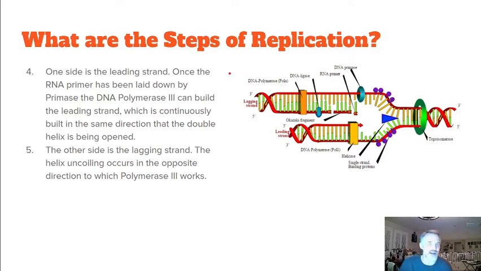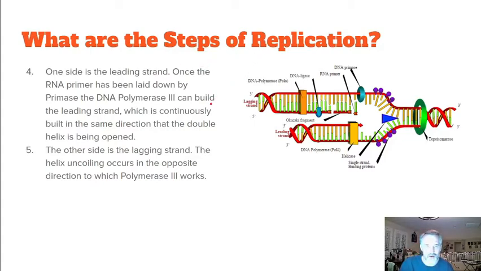So one side is the leading strand. Once the RNA primer has been laid down by the primase, the DNA polymerase can build on the leading strand and continue to build in that same direction and just move right along. The other side is called the lagging strand because the helix uncoiling occurs in the opposite direction. So the DNA polymerase has to work in sections. It has to build a little section and then back up, and then build another little section and back up.